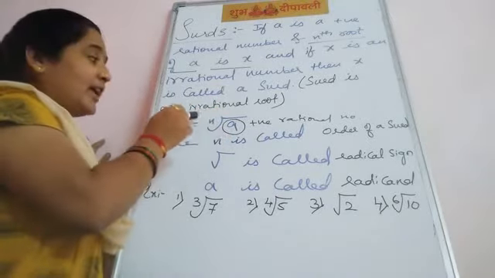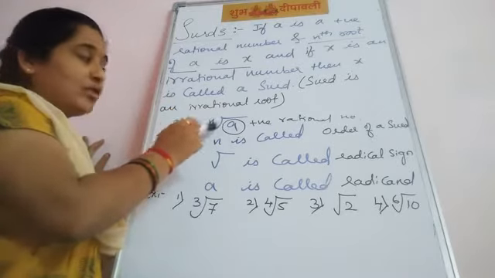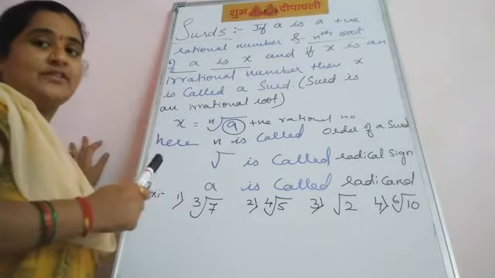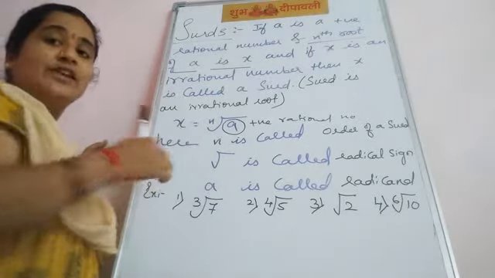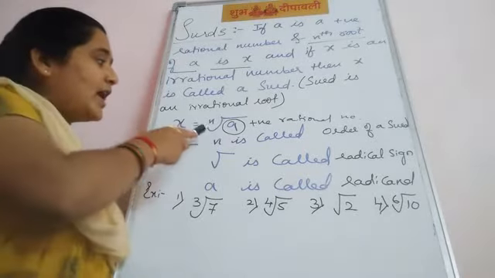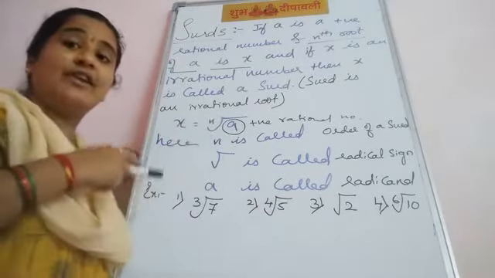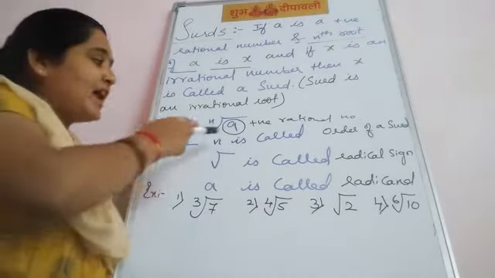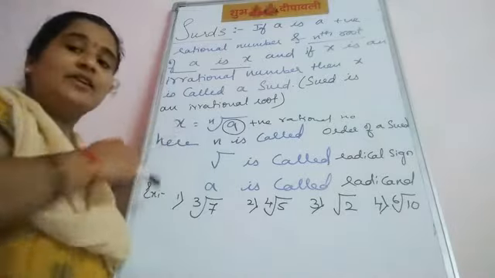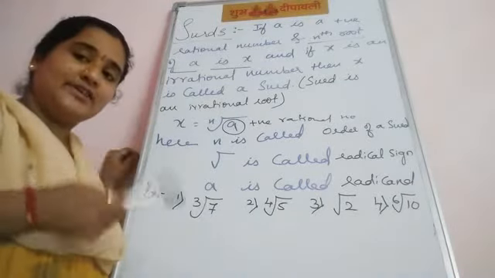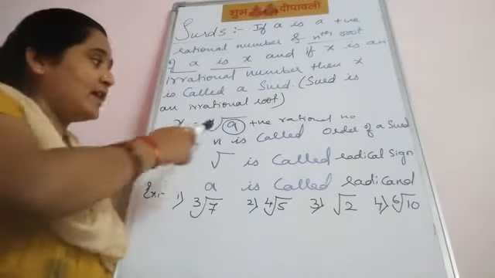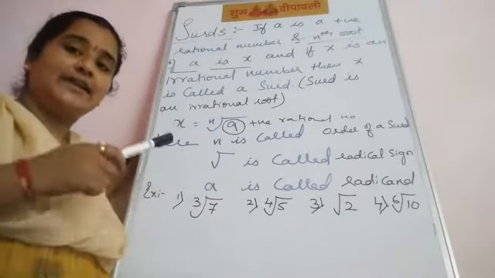Nth root of a. What is n? What is the root? What is a? N is called the order of the surd. Order of the surd can be 2, 3, 4, 5, and so on. This root is called the radical sign, and a is called the radicand. Okay? N is called order of the surd, the root is called radical sign, and a is called radicand.